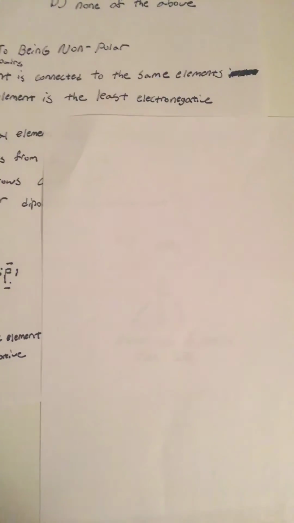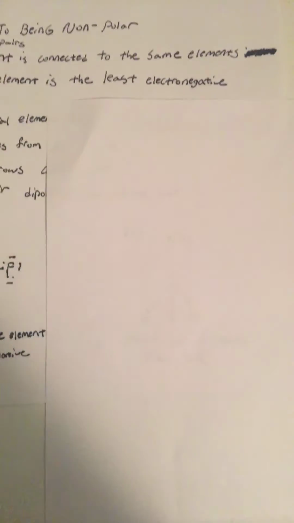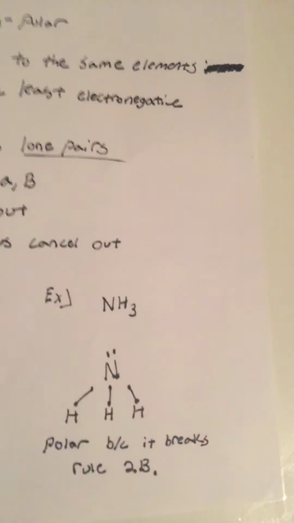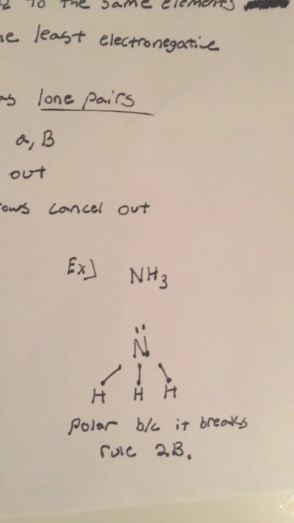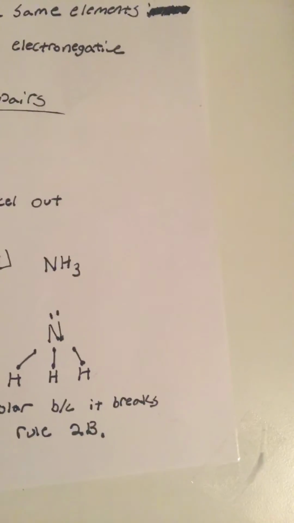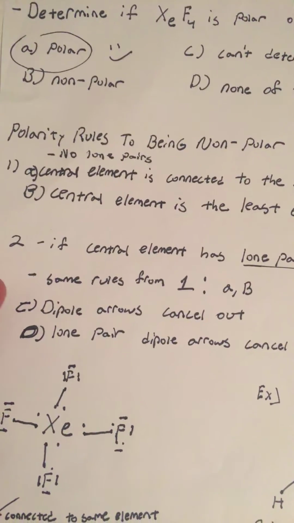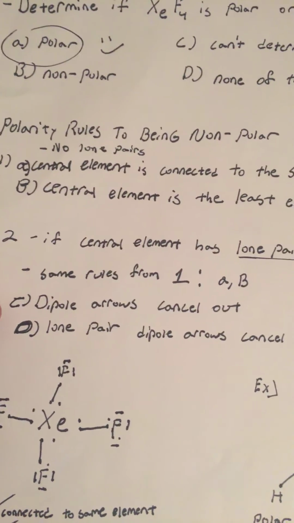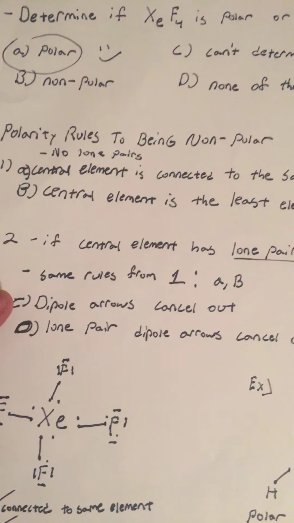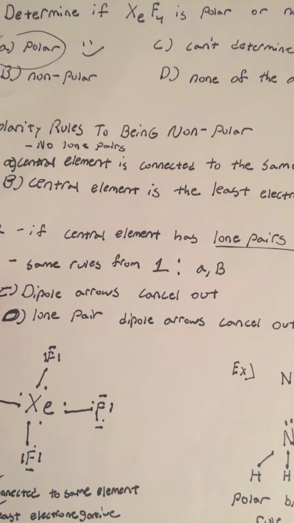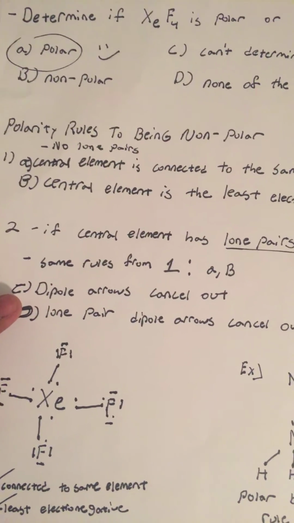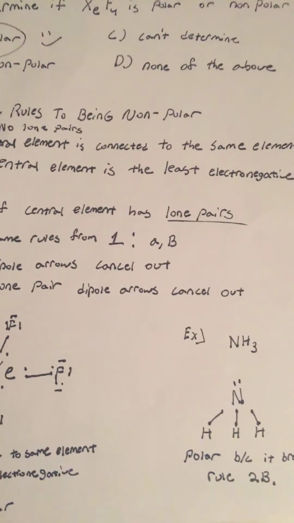However, here's an example of a molecule being polar by following my rules. Here's NH3, ammonia. When we draw the Lewis structure, we see it does have a lone pair. So we follow rules 2. Rules 2 states you have 2A and 2B, same as from 1: the central element is connected to the same element. B, the central element is the least electronegative. C, dipole arrows cancel out. And D, lone pair dipole arrows cancel out.